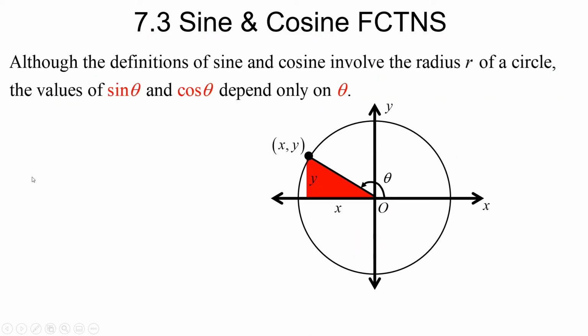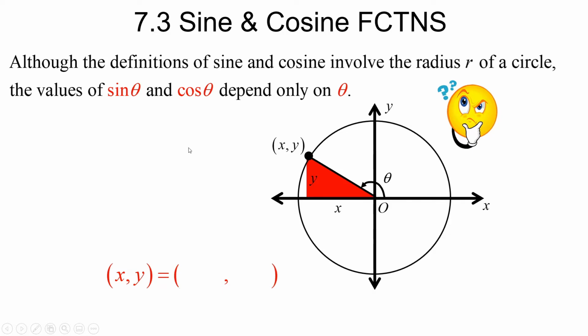Although the definitions of sine and cosine involve the radius r of a circle, the values of sine of theta and cosine of theta depend only on theta. Now, we've been using r in our definition, and now they're telling us that sine of theta and cosine of theta depend only on theta. And by the way, that's why we write it sine of theta or cosine of theta. That's interesting, though, because r is in the definition. So, here's what we need to know here.